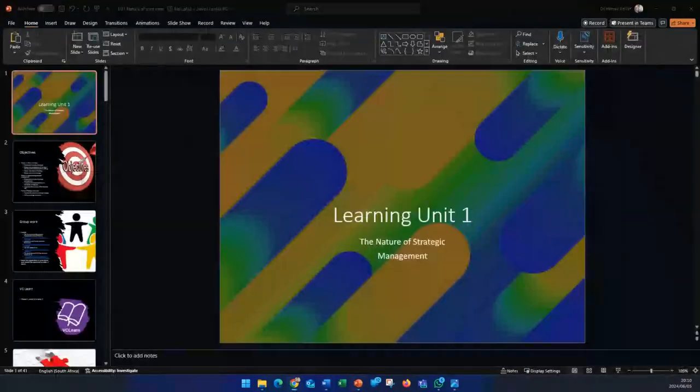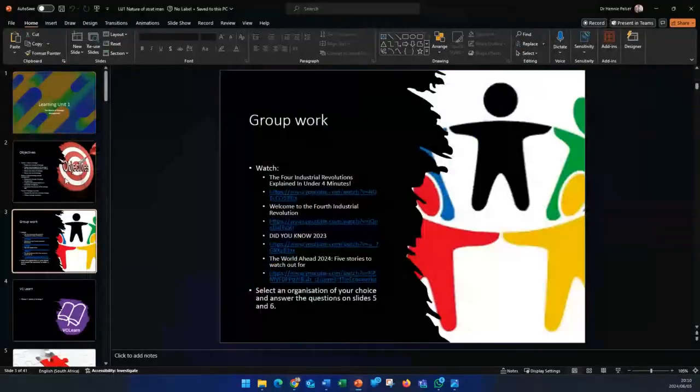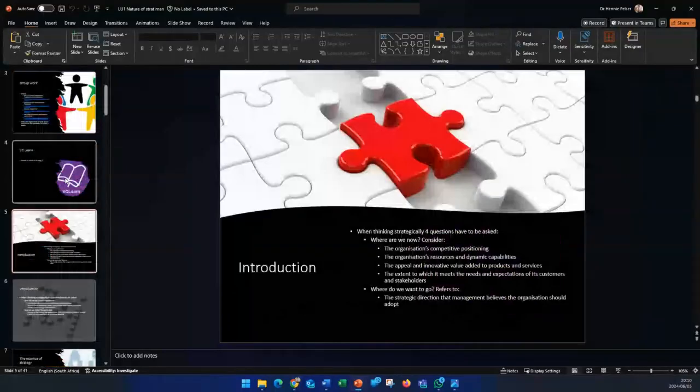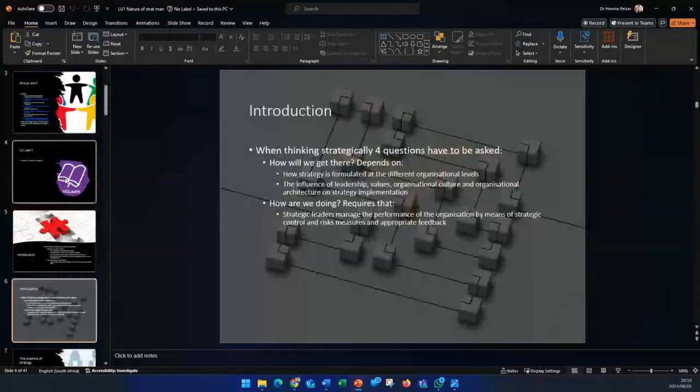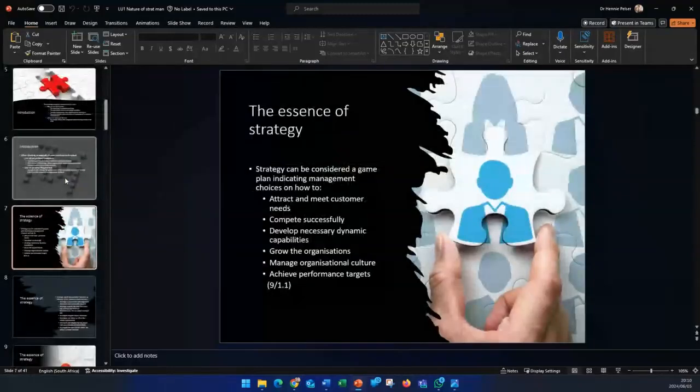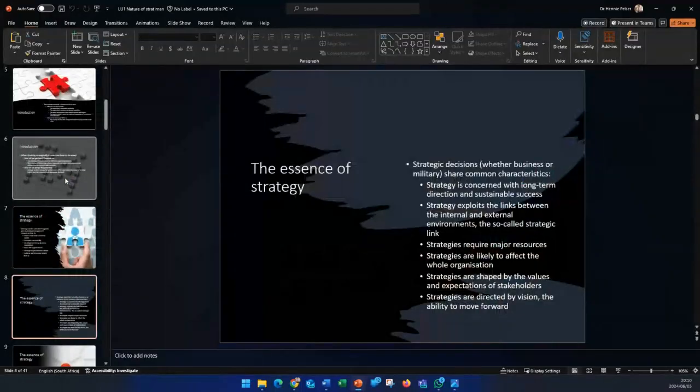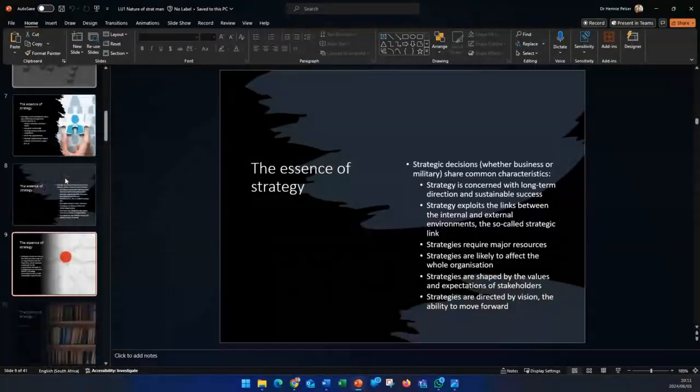So in terms of this first learning unit, what we've seen in the past, what they've asked in the past, it could literally be every single slide in here that they ask. This has been asked before. Why do we need strategic management? But remember, guys, you've done this in first, second, and third year. You guys have businesses. So why do we need a strategic direction? Why do we need strategic management? You have to be able to write around that.